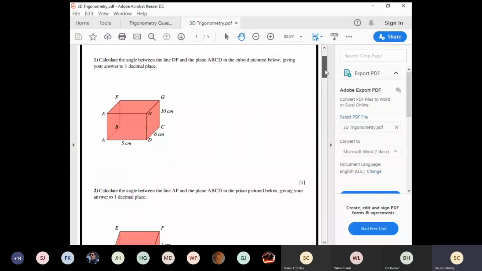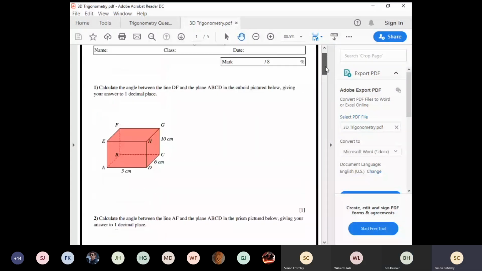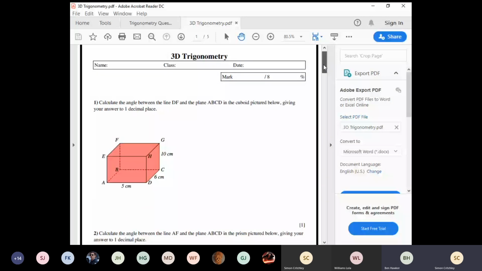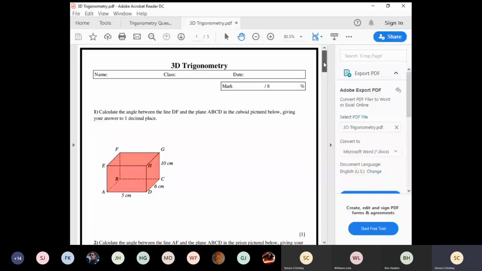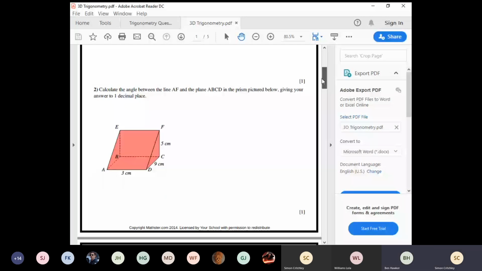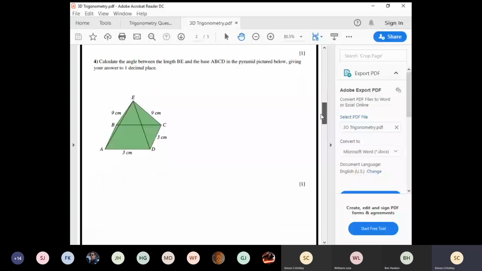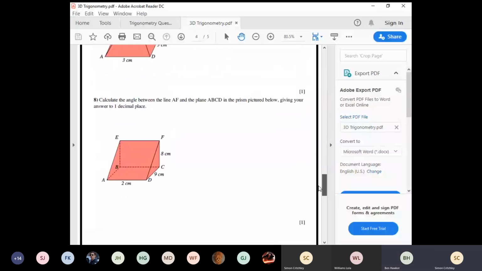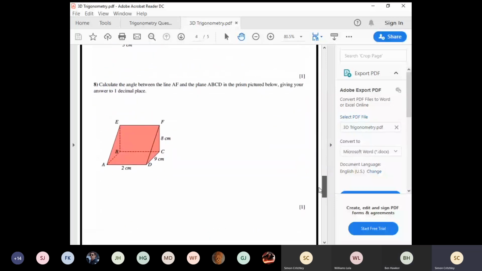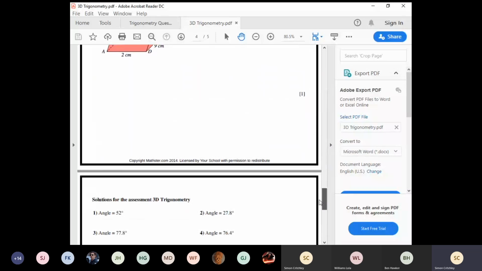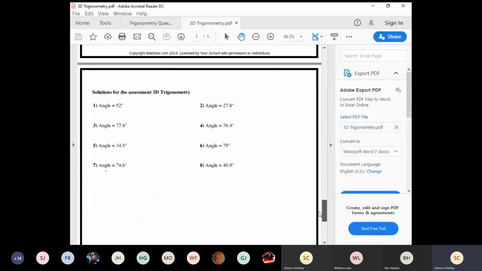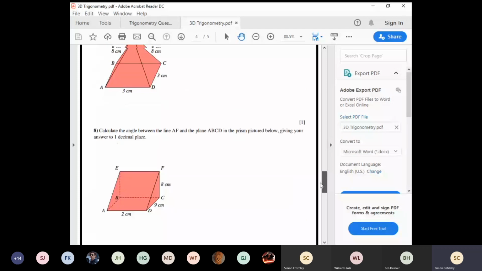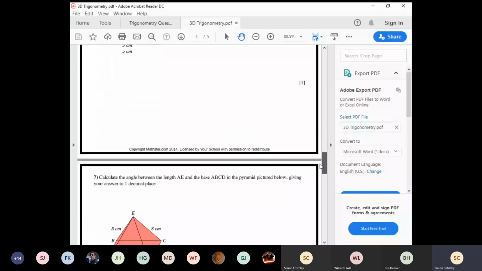Right. Is that any good? Can you see the 3D trig sheet now? Yes, that's where we're at. So this is the one that's on the BLE, guys. You've got 1, 2, 3, 4, 5, 6, 7, 8. Questions: in your books or on a piece of paper, show your workings out to get the right answers. Then you can use the answers at the bottom. They're all angles questions, these particular ones. Mark your answers, take a photo, and then submit that onto the BLE.